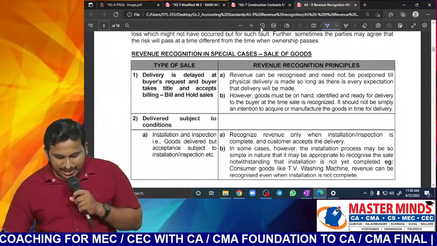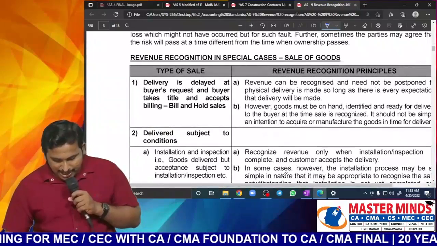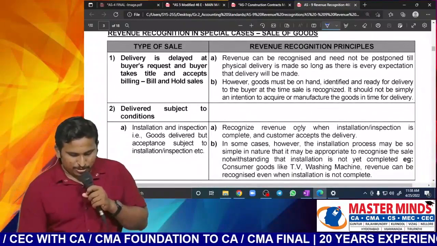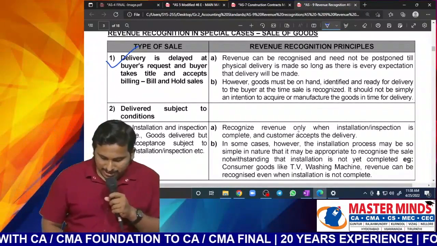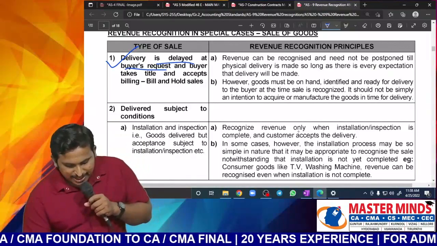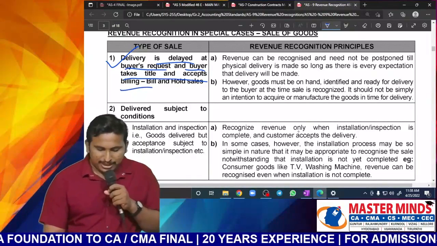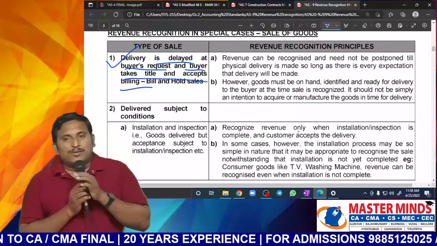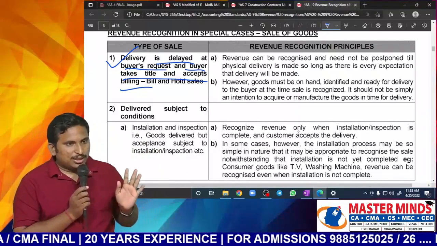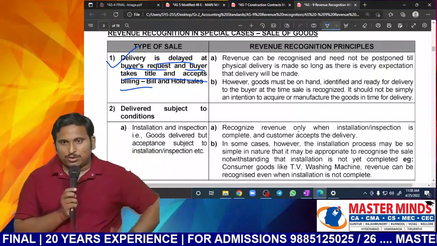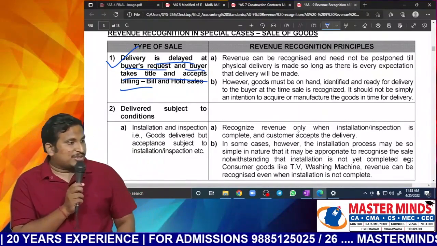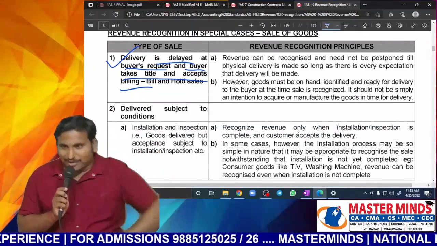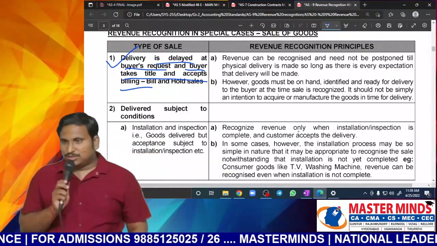Delivery is delayed at the buyer's request and the buyer takes title and accepts billing. So, look at this point, sir. Look at this type of sale. What is happening? Delivery is delayed at the buyer's request and the buyer takes the title. Sometimes it may happen like this, sir. Now, we have ordered some goods, sir. Now they are ready to send it, but what we have said is no, shop renovation is being done. Please keep the goods with you for one more week. After one week, I will take your goods. Sir, are you getting the point?